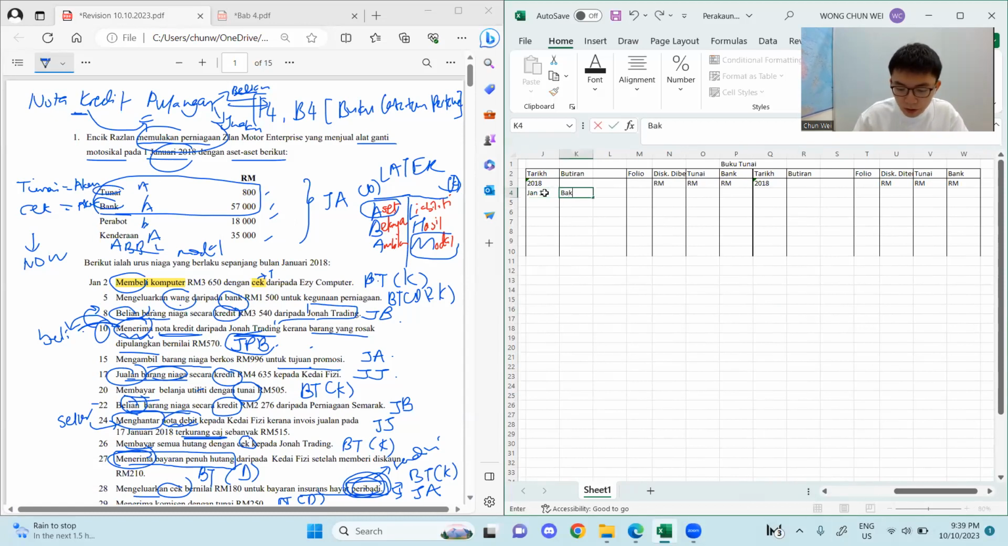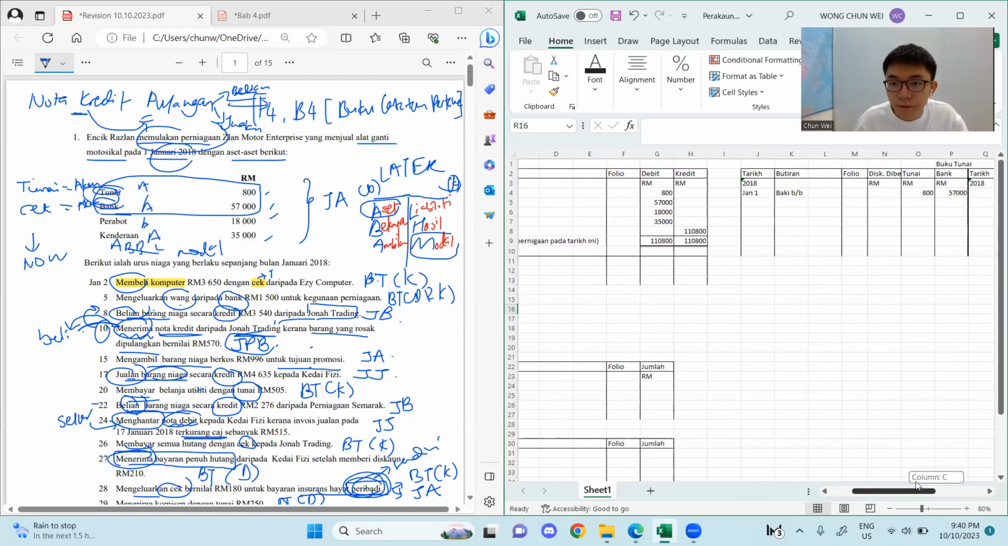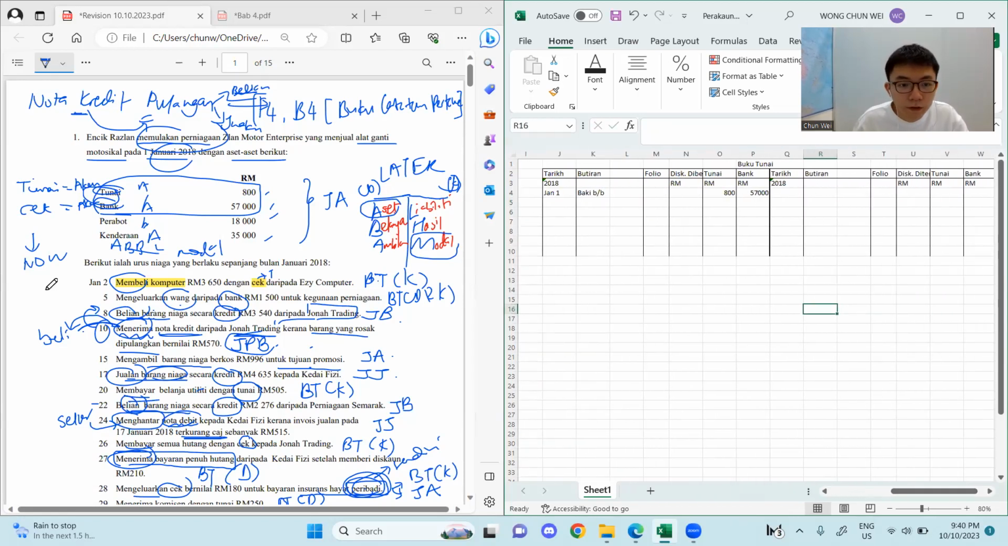So this is baki awal, baki debit. And then the discount diterima. So you see this part, tunai, same thing as this one. You put in 800. This is the money that the account has in the beginning, on the day January 1st. Then for the bank is 57,000. Okay, make sure you have this part.